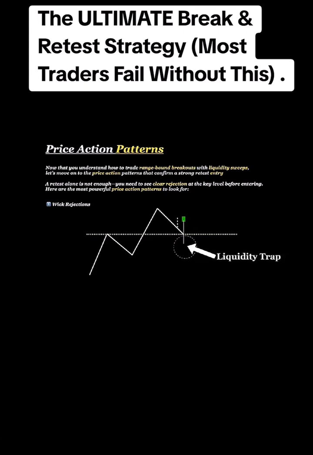Smart money often sweeps stop losses before reversing, leaving a wick as evidence of trap traders. The more wicks, the stronger the level. If price keeps testing a level but can't break through, it signals a high probability trade setup.